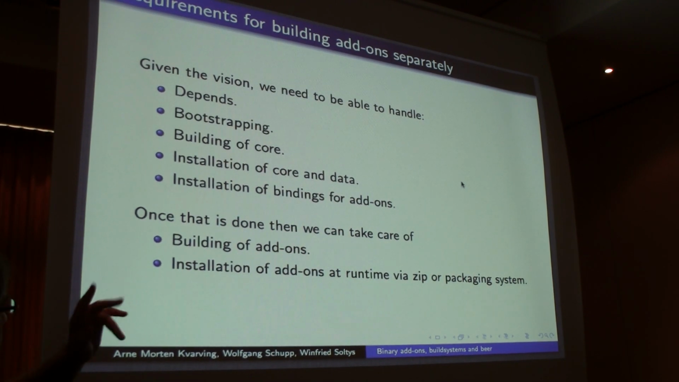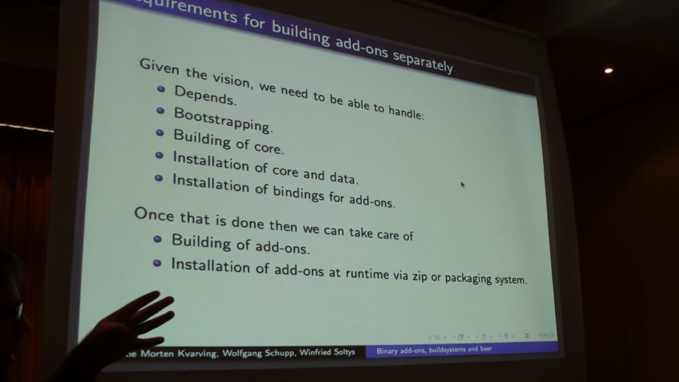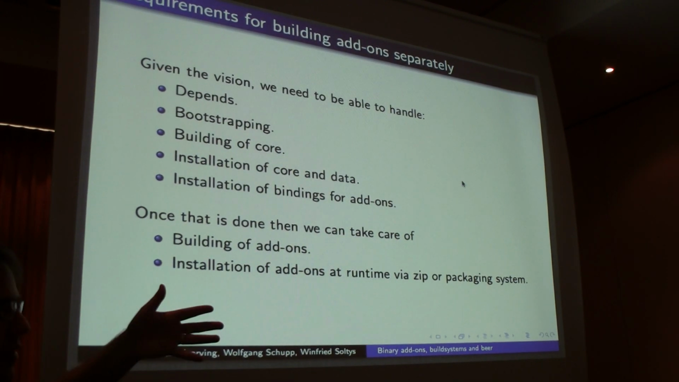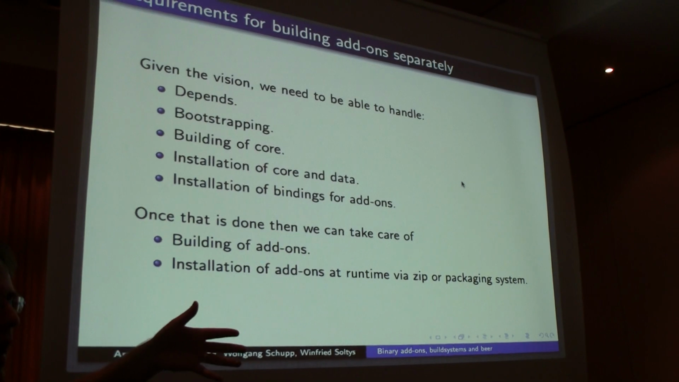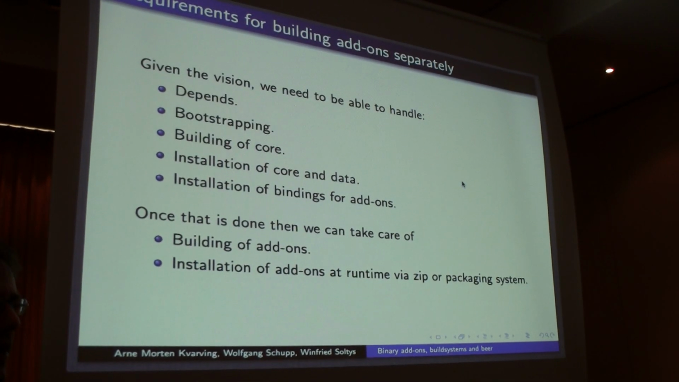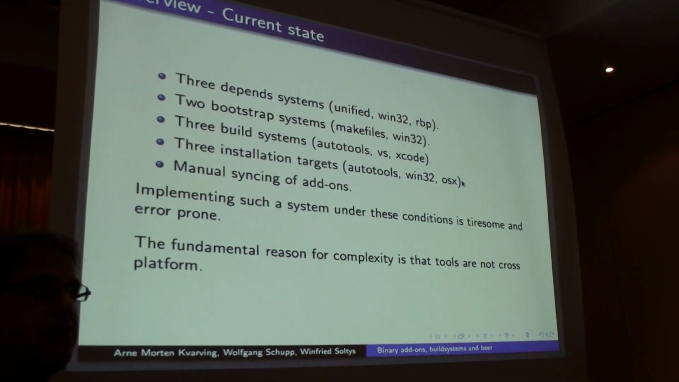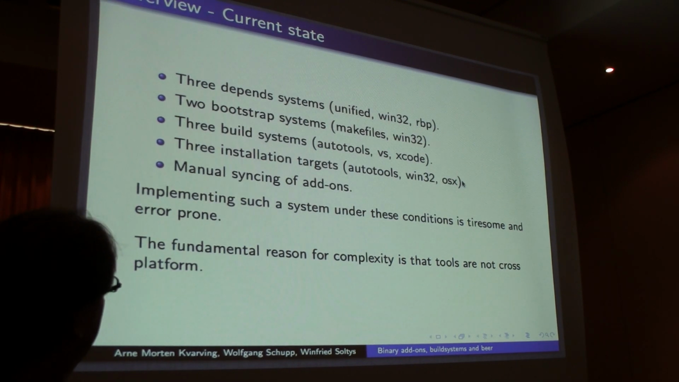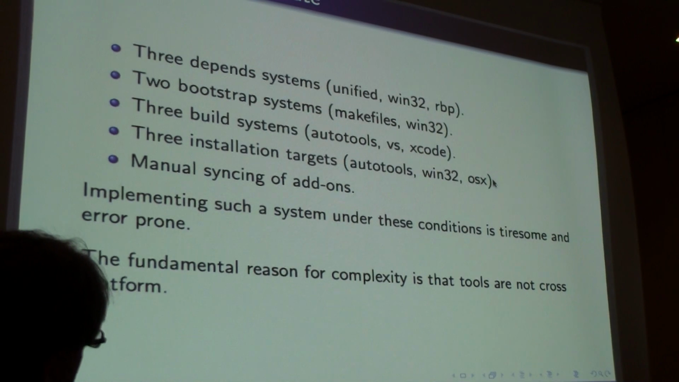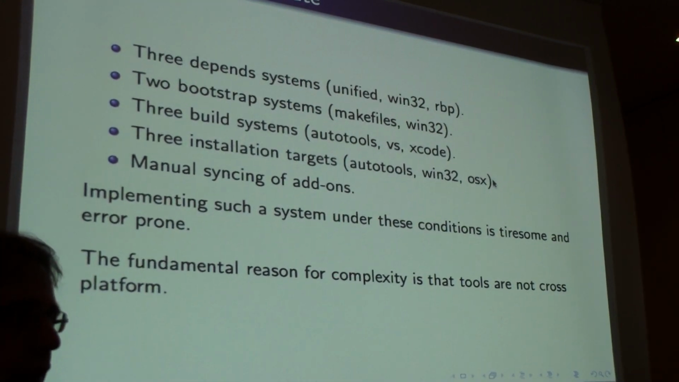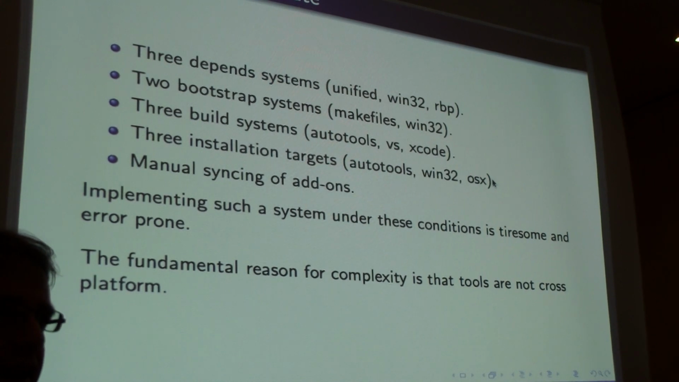So: depends, bootstrapping, build core, install core and any data, and install the bindings for the add-ons. We need to be able to do all of that in order, so that we've got the bindings, and then we can build add-ons separately, and once we've done all that, we can install them at runtime. So quite a bit of stuff is needed, and at the moment it's really hard to do all that because we've got this crazy system that has 3 depend systems, 2 bootstrapping systems, 3 build systems, 3 installation targets, and some poor bugger that has to manually sync the add-ons.